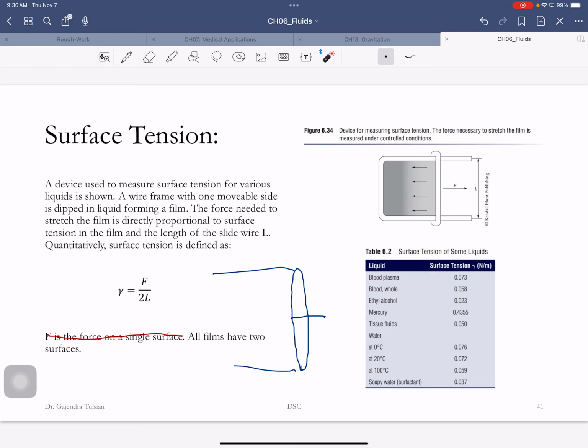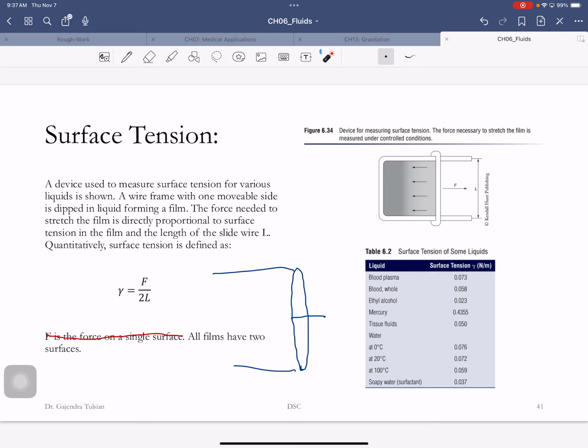So here is this soapy water film, and here's a sliding piece of wire. Let's say you pull on this guy, the force you apply. Now every film has two surfaces, so the length of the edge is 2L. L is this length. So surface tension is how much force you need divided by the length of the edge.